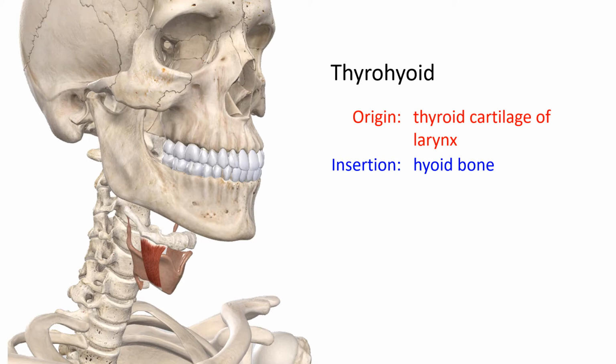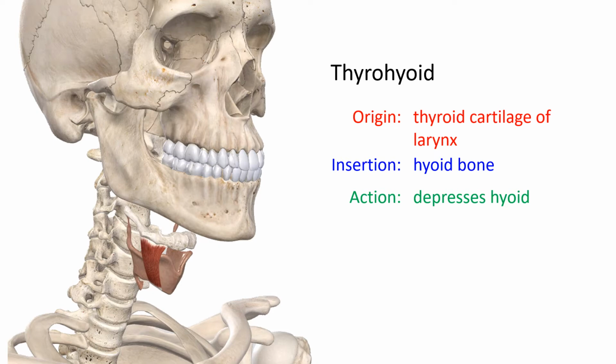You can see where the insertion is. And so the action here is going to be to depress the hyoid. The reason why we're taking a look at the supra and infrahyoid muscles is because the suprahyoid muscles will elevate the larynx when you swallow.